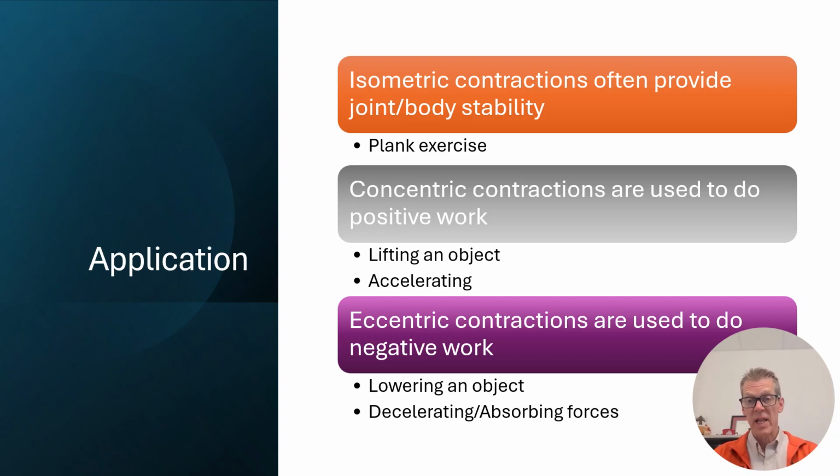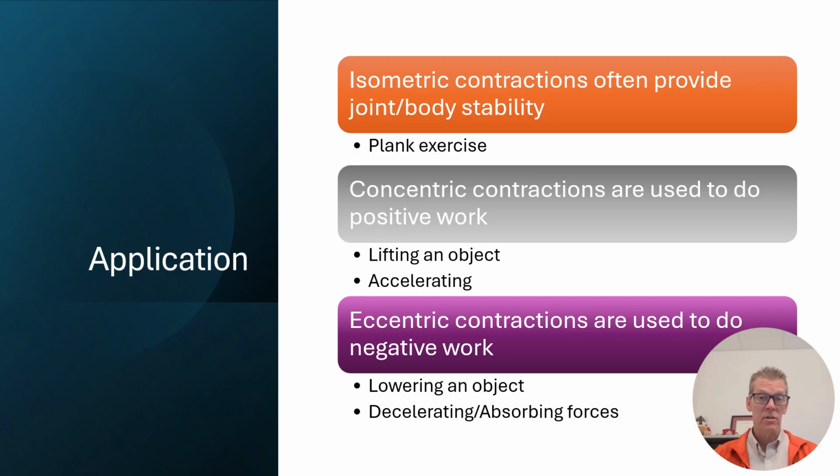So if you think of a plank exercise, you're using a whole lot of muscles, primarily your abdominals, but other muscles as well, to hold your trunk, hips, knees, ankles in one position, and those are all done isometrically. The muscles are not changing their length. So that's an example of an isometric contraction providing stability.